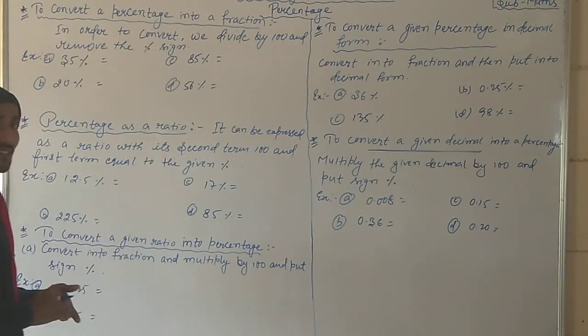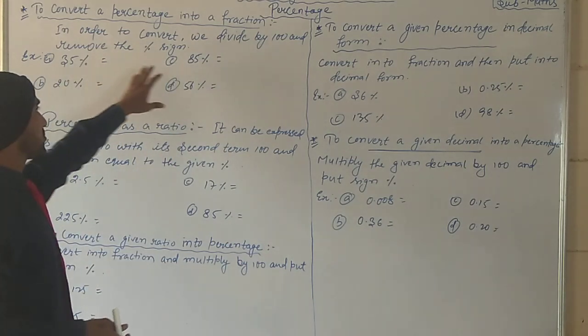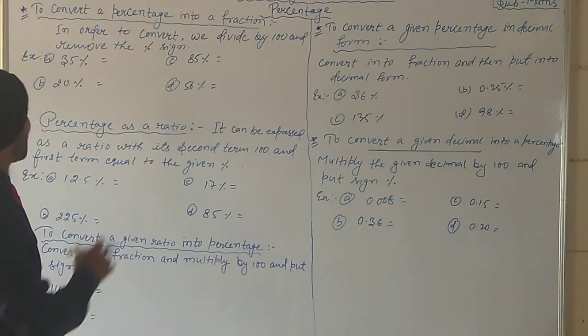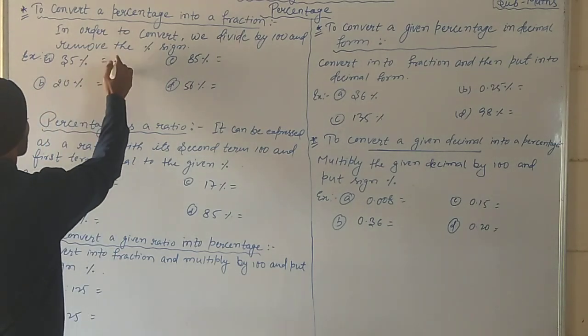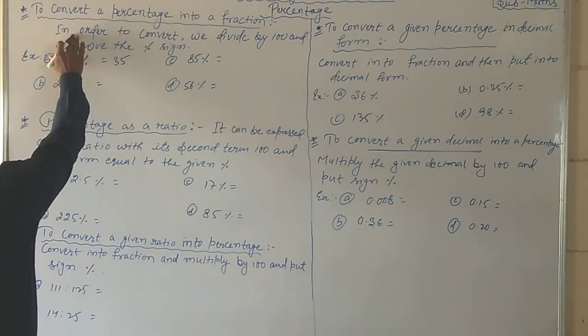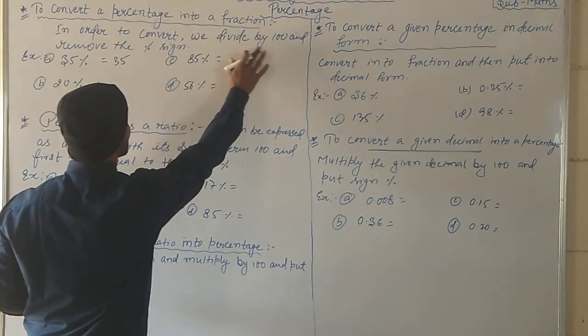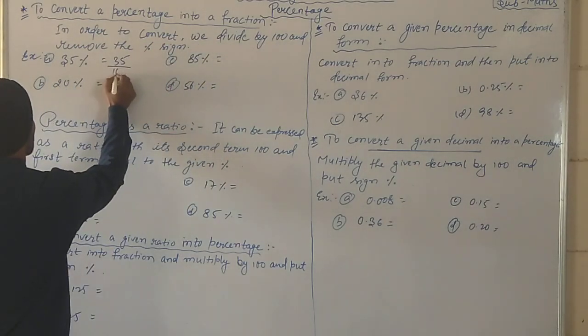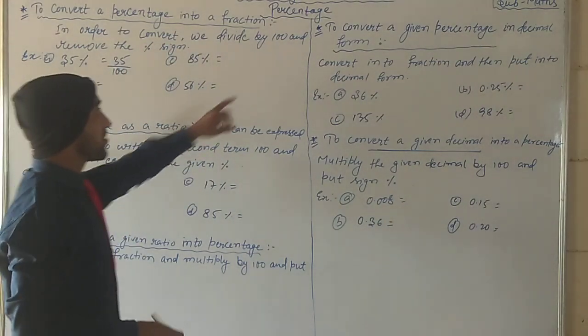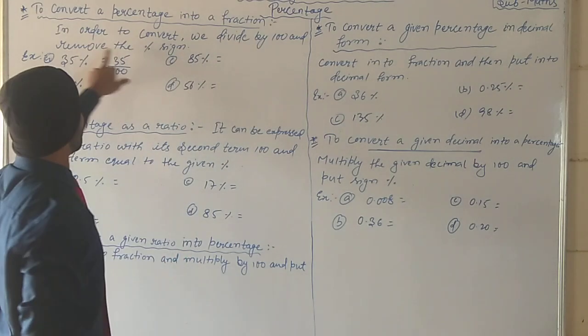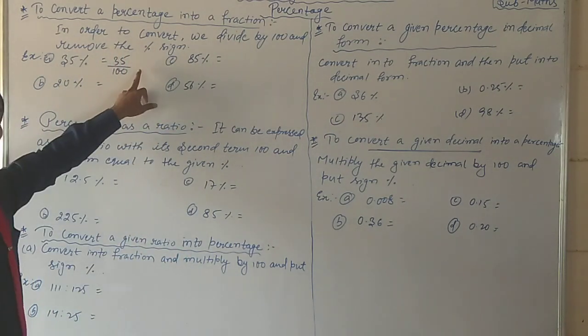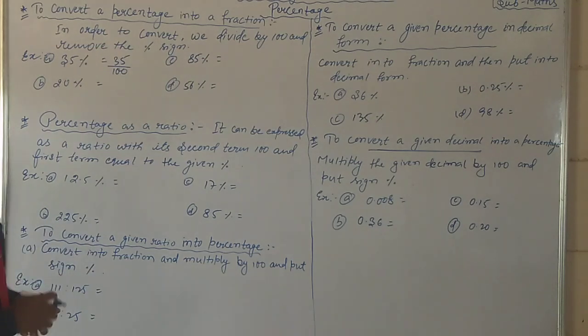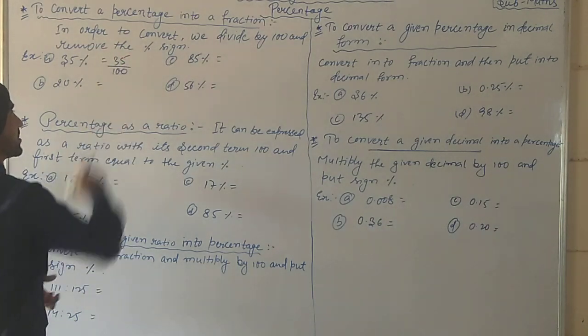Let's see a few examples: 35%, 85%. Any examples you can take. I have taken a few examples. So how can it be solved? 35%. In order to convert, we divide by 100. So 35 by 100. Then remove the percentage sign. Now we have already removed the percentage sign.